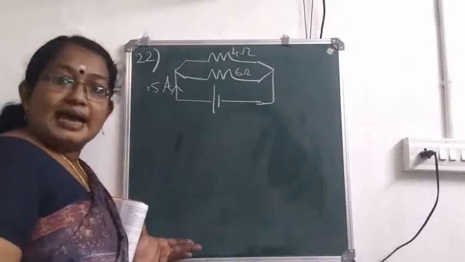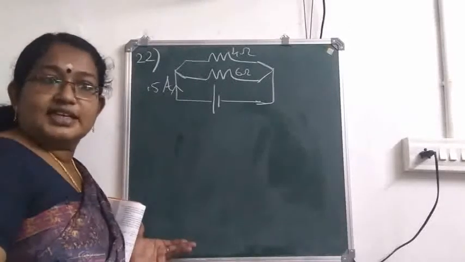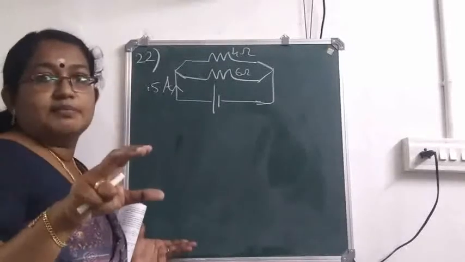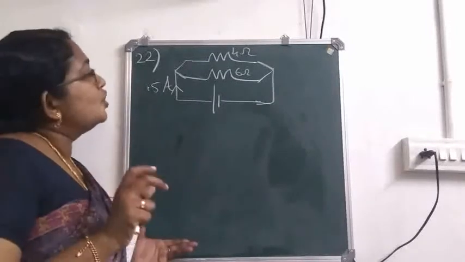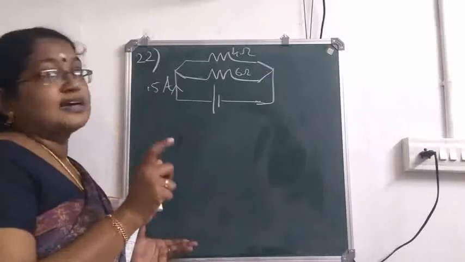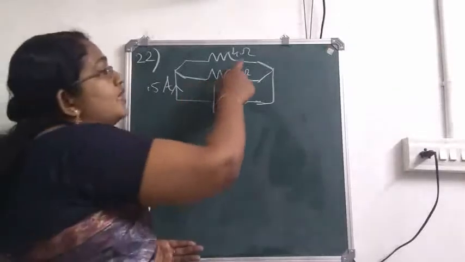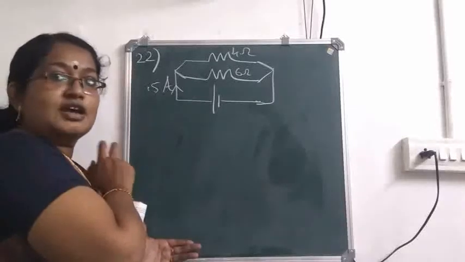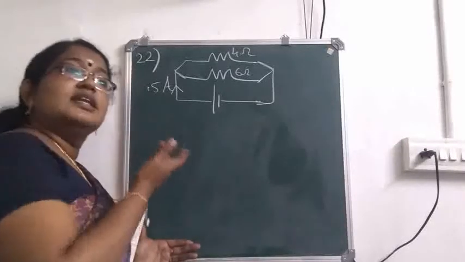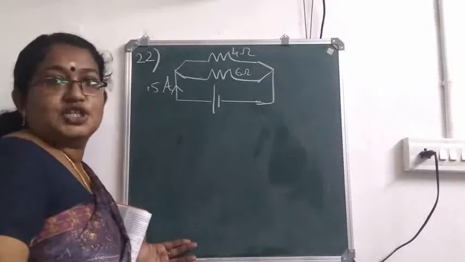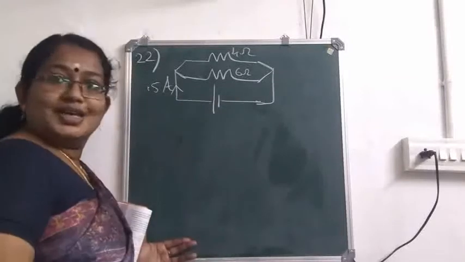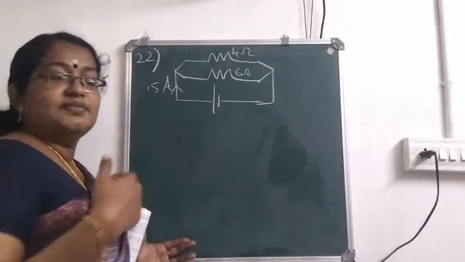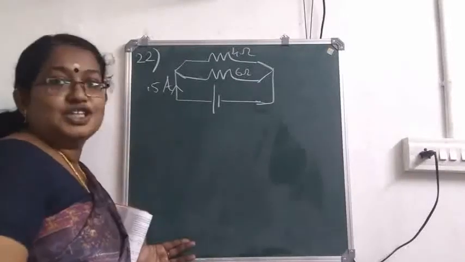Here it is parallel connection. In a parallel connection, the current will be different, but the potential will be the same, isn't it? So you are asked to calculate the current flowing through each resistor. In order to calculate that, first we need the value of potential, because potential is not given there. So first calculate the value of potential. With that we will get the current flowing through each resistor.